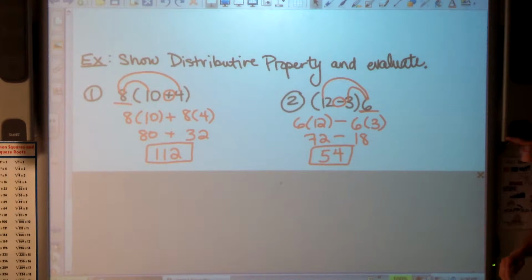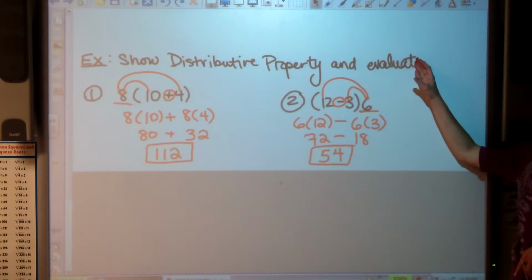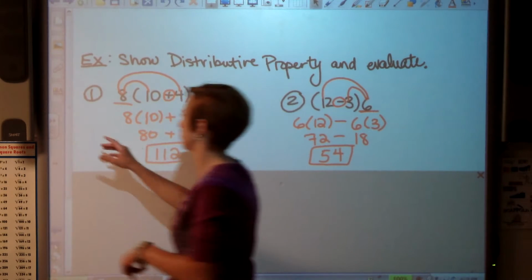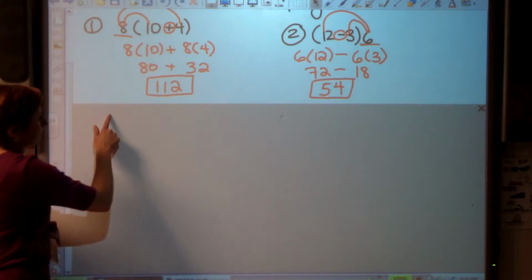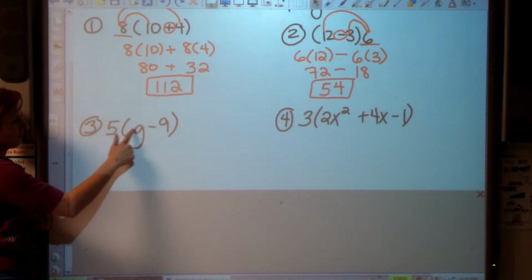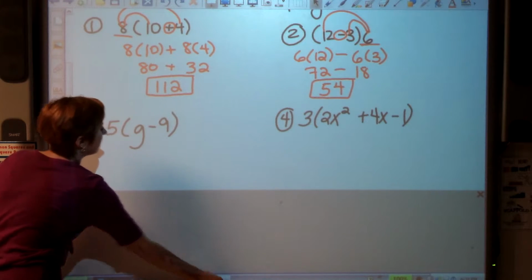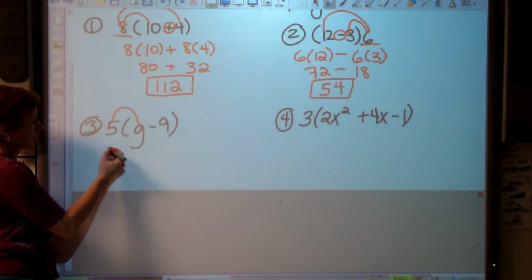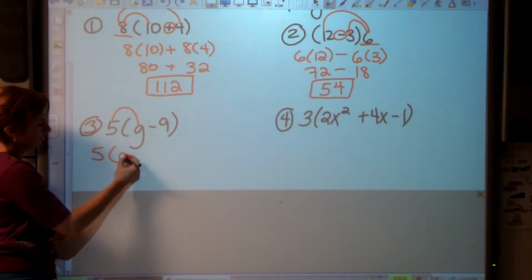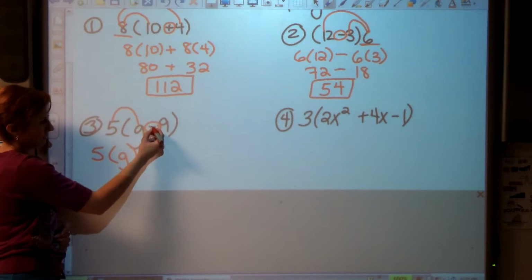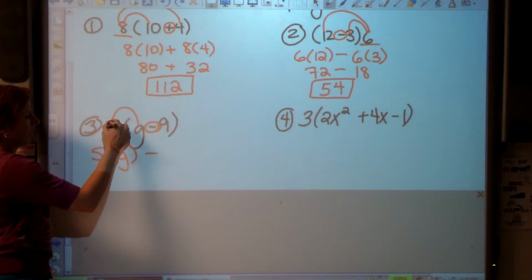Now, the first 2 examples just dealt with numbers, so we had to evaluate fully to where they simplified all the way out to numbers. Now on the next two examples, we're going to have ones that involve variables. So example 3 says 5 times g minus 9. So go ahead and write that one down. And we're going to distribute. So 5 times g, 5 times g. Drop down my minus symbol because it's in front of the 9, so it has to stay there. And then 5 times 9.